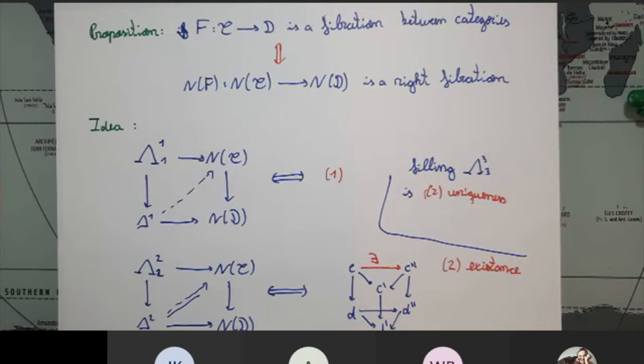I think you are not. Are you seeing how I move the paper? No, we cannot. Yeah. Okay.